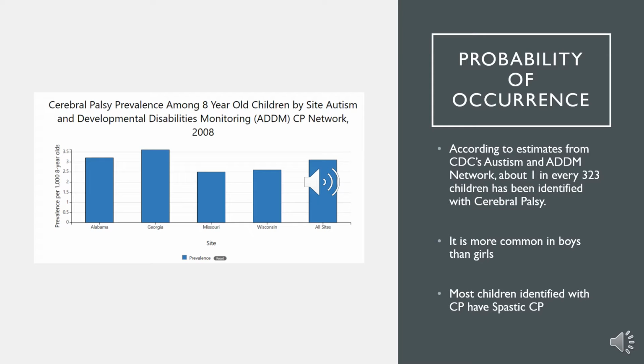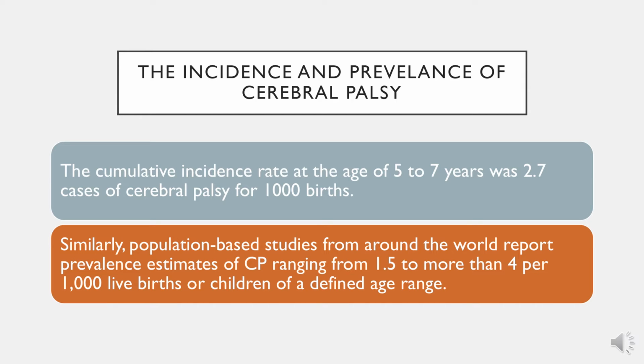Now, how often does this occur? According to the estimates from the CDC's Autism and ADDM network, about 1 in every 323 children has been identified with CP. It is more common in boys than it is in girls. Now, in order for us to discuss the incidence and the prevalence, it's important to understand the distinctions between the two. Prevalence has to do with the proportion of persons who have a condition at a certain particular time, where incidence refers to the portion or rate of people who develop the condition during a particular time.